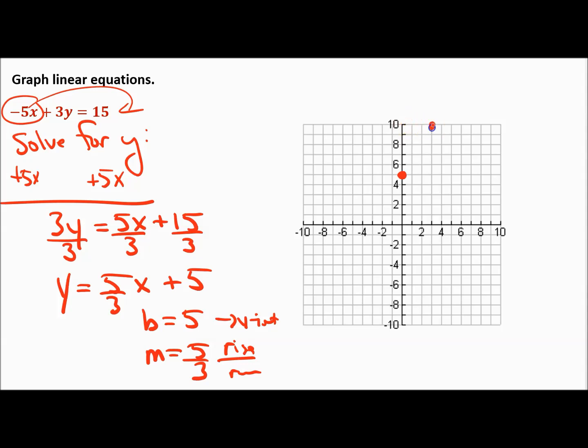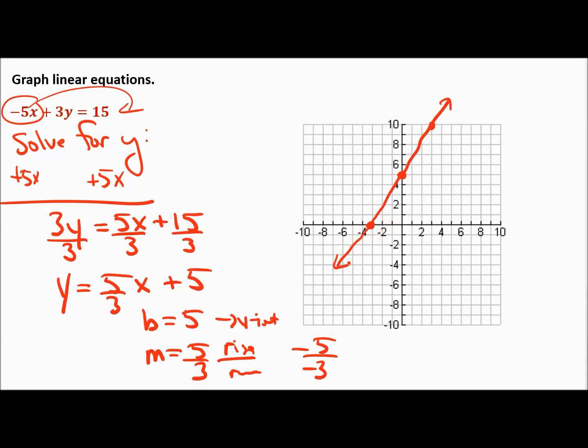Now notice that's about to go off my graph, so maybe I should go the other way. Well, positive 5 over positive 3 is equivalent to negative 5 over negative 3. So I'm allowed to count down 1, 2, 3, 4, 5 and count left 1, 2, 3. And that's definitely enough to graph our straight line.